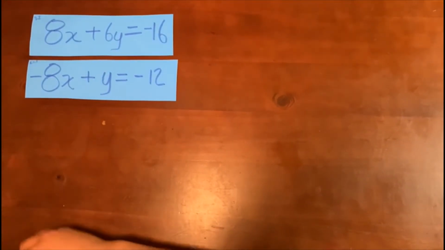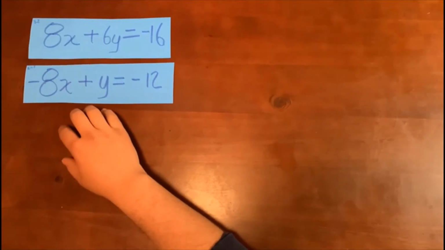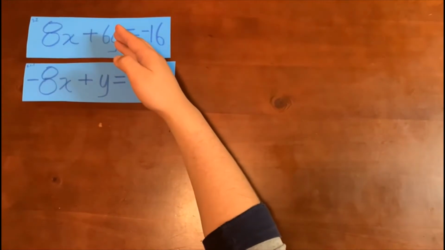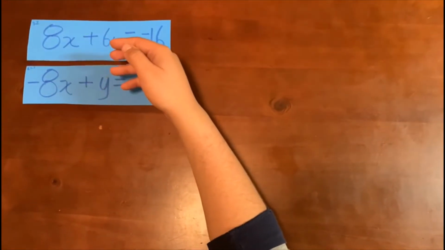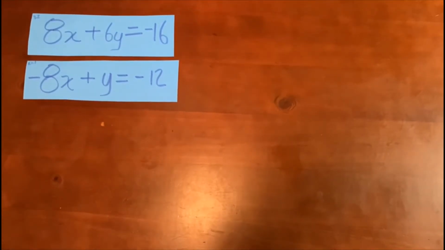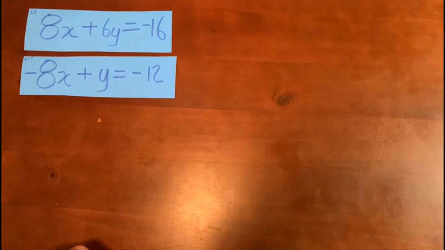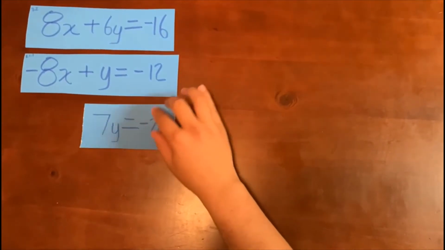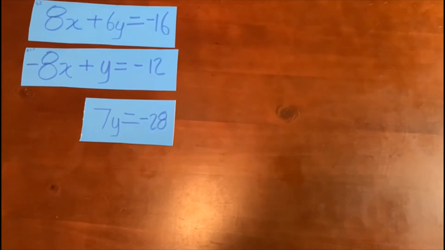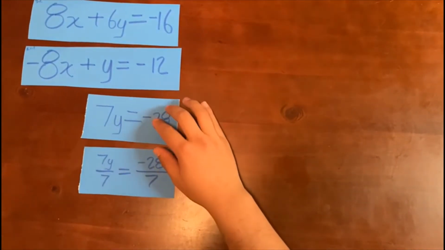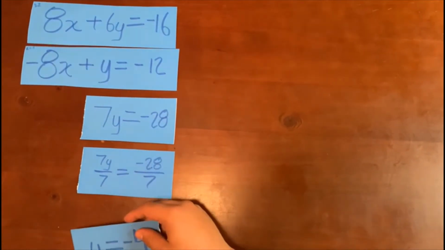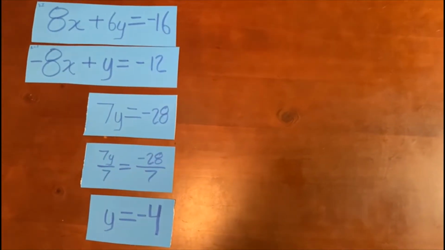work it out. So 8x minus 8x cancels out, so there's no x. 6y plus y equals 7y. So therefore -16 minus 12 equals -28. So 7y equals -28. We go ahead and divide 7y and -28, and we get that our answer is y equals -4.